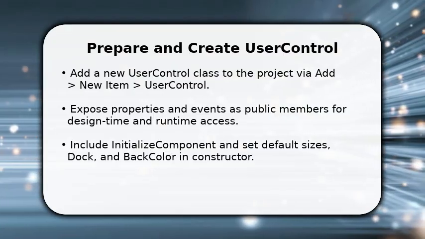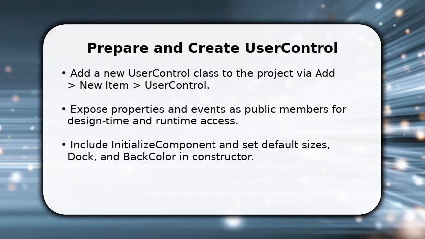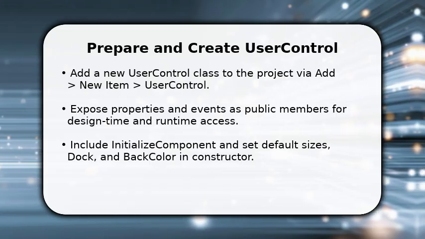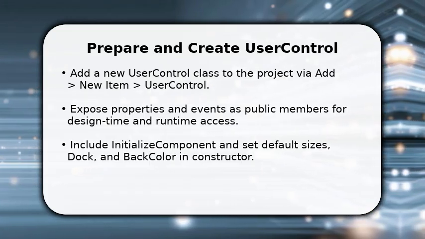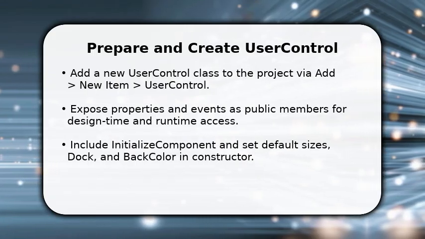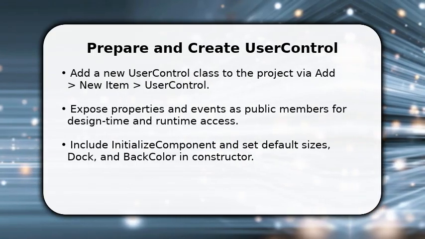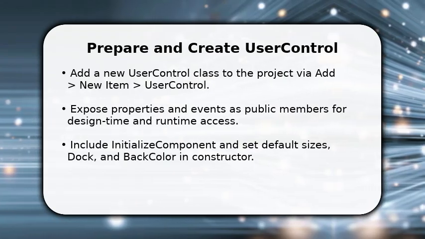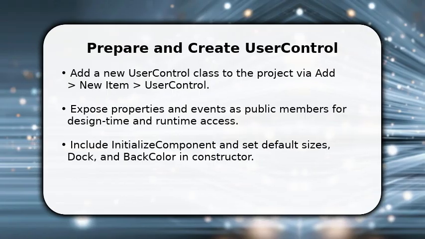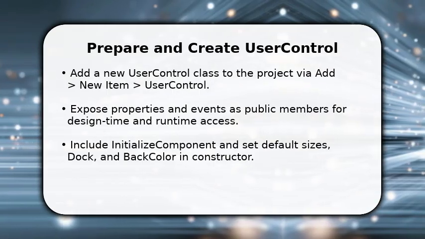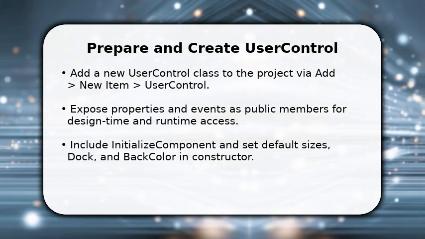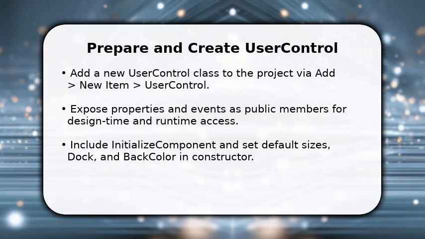You start by adding a user control file to your C# Windows project and immediately implement InitializeComponent in the constructor. Once done, declare the public properties and events you need so the host form can interact with the control. Make sure to set sensible defaults, size, dock, and back color to avoid layout surprises. You do this now to ensure the control behaves predictably when dropped onto forms and to enable design time editing without additional steps.